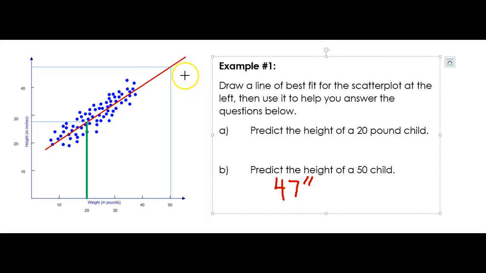Now in this case, I had to extend my line, so this would be considered extrapolation rather than interpolation. So now we're going to complete the investigation together.